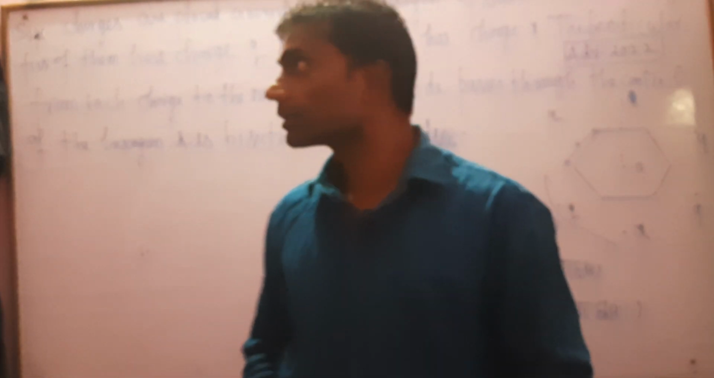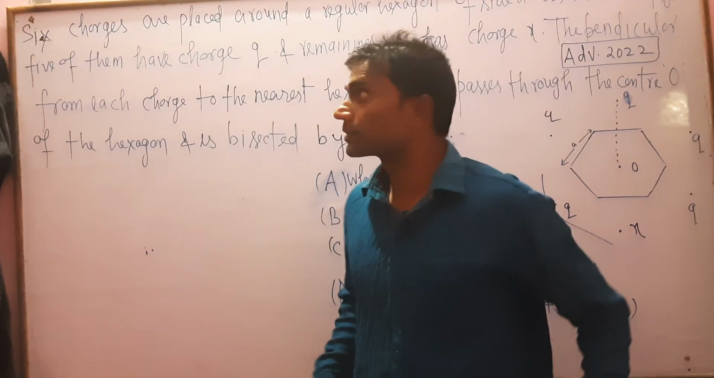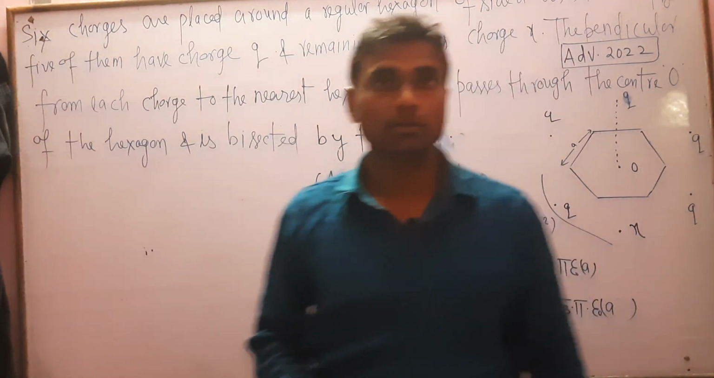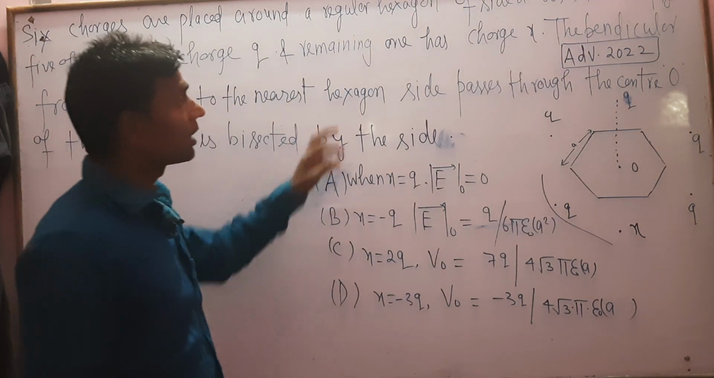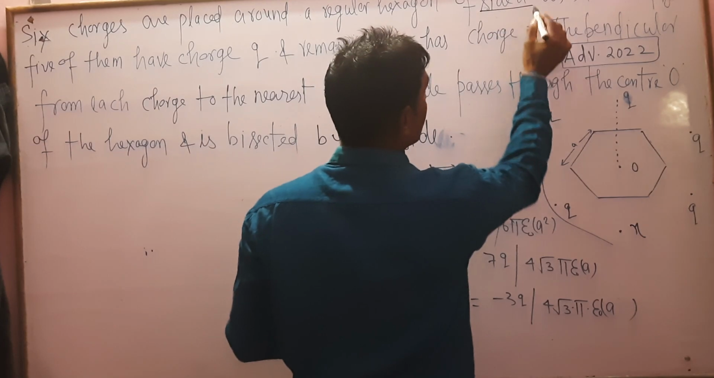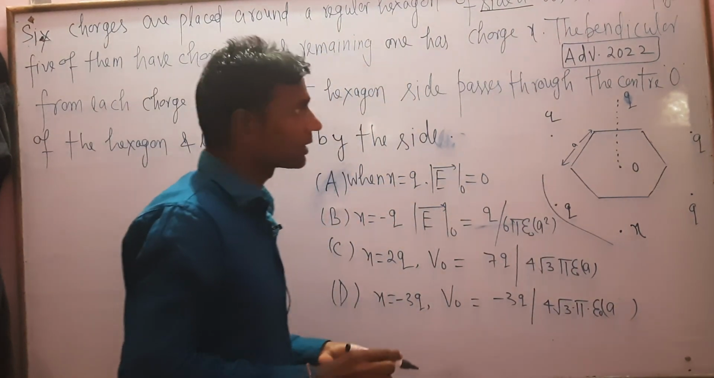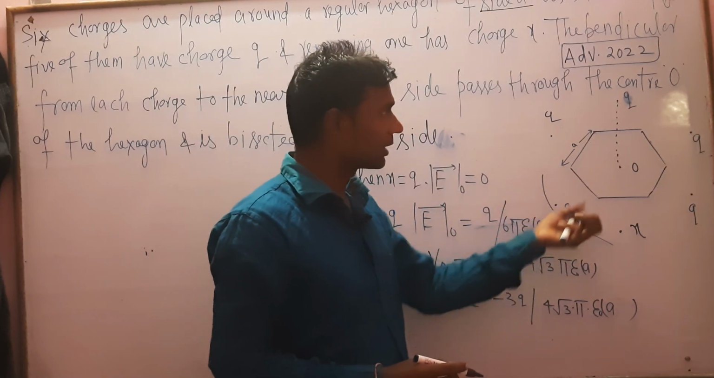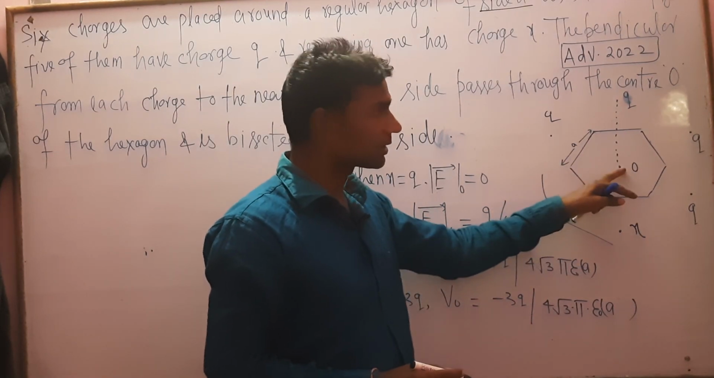The question is: six charges are placed around a regular hexagon of side a, as shown in the figure. The figure is this. This is the regular hexagon, the side is a, and the center is O.